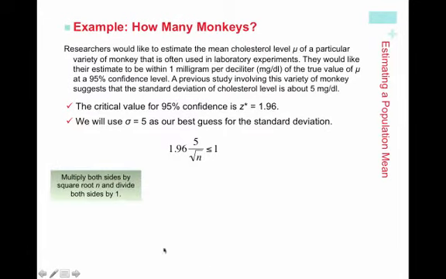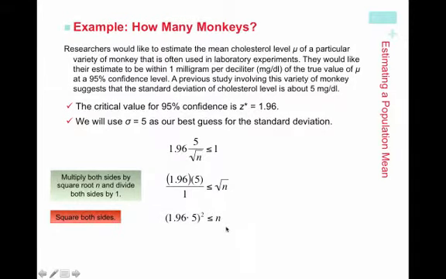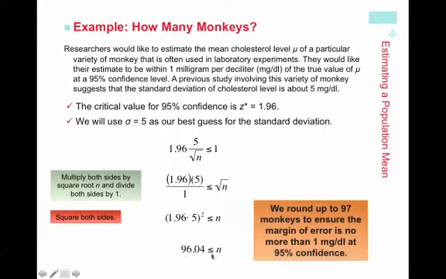So now we solve for n. We multiply both sides by square root of n. And then we divide both sides by 1. If this wouldn't have been 1, if this would have been 7, we would divide both sides by 7 here. And then we square both sides. And we get that n has to be greater than or equal to 96.04. So if we sample 97 monkeys, we should ensure that our margin of error is no more than 1 milligram per deciliter at a 95% confidence level.